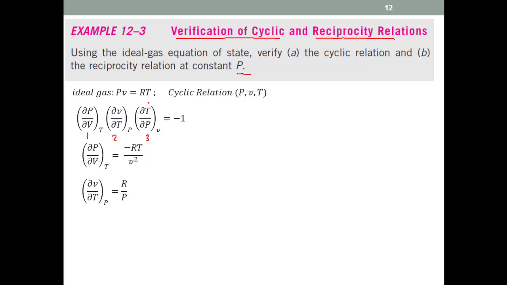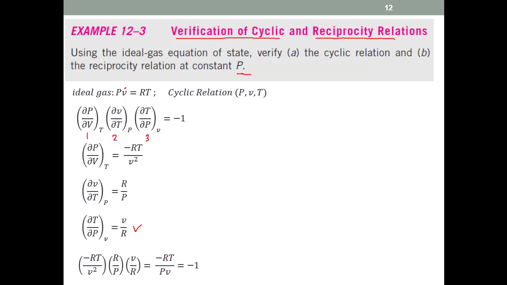Now let's take the third term. The third term is partial T by partial P when V is constant. So what will be the value? Now we have to keep the volume constant, and take the derivative of temperature with respect to pressure. That will be V by R, right? So now we have the 3 terms. If we put these 3 terms in that equation, this is the first term, minus RT by V square, this is the second term, and then the third term.